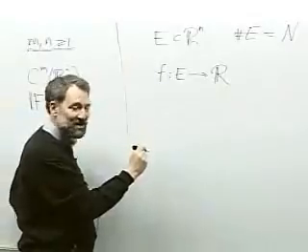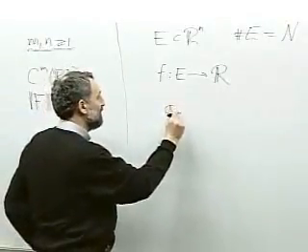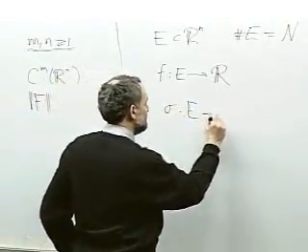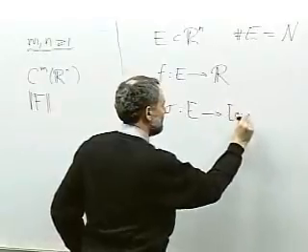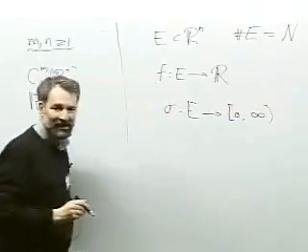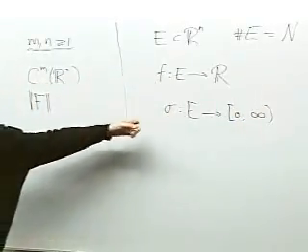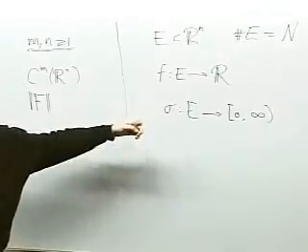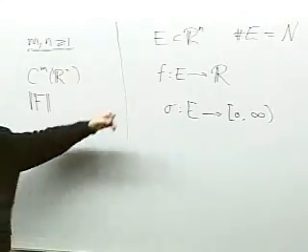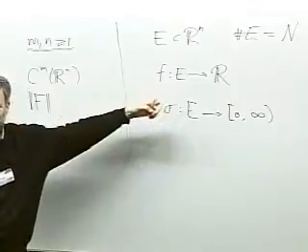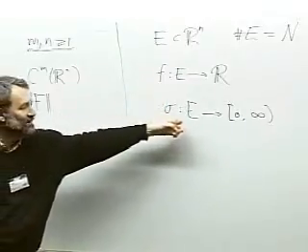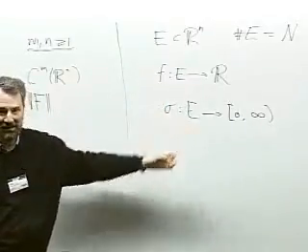How close is close? Well, I'm going to introduce another function, sigma, which maps E to the non-negative reals, and this is going to be my tolerance. If I demand that capital F should exactly agree with little f on E, that corresponds to setting this function sigma equal to 0.